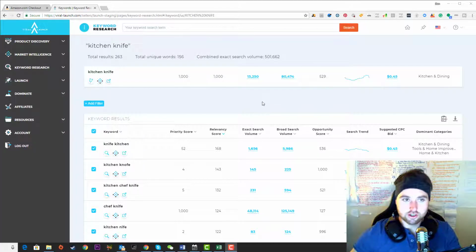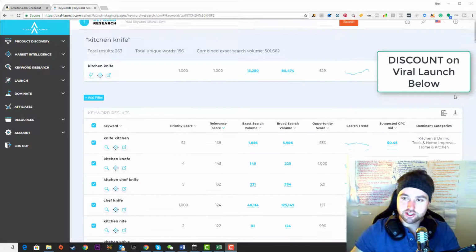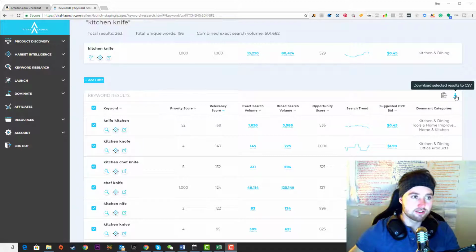So as you can see on screen, we're on Viral Launch, and in the last session we spoke about Merchant Words, KeywordToolDominator, and Viral Launch. With each of these tools, or whatever tools you use, you can always download the results that you have. And remember, you're going to do this on all the research tools, all the keyword tools that you use. You're going to download these results so that you have them for listing optimization later.